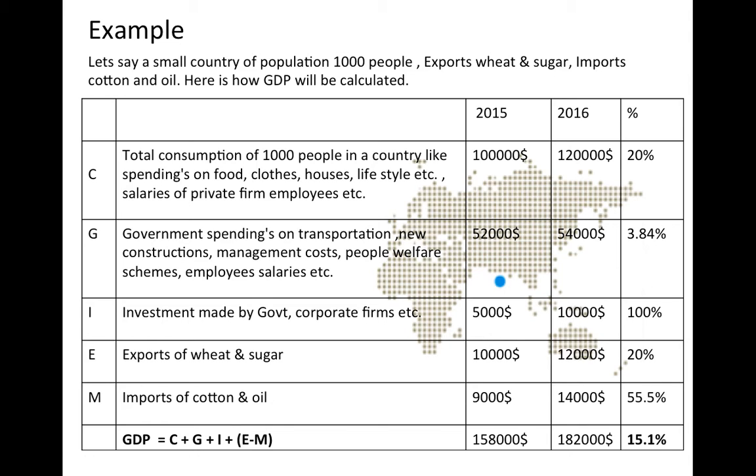In the same way, in 2016, the GDP is 1,82,000. See here, the GDP is increased by 15.1% in 2016 compared to 2015. The nation's economy is progressing, with a 15% hike over last year. See here, consumption increases means the production also increased. If production is increased, it means demand for employees. That means employment also increases.